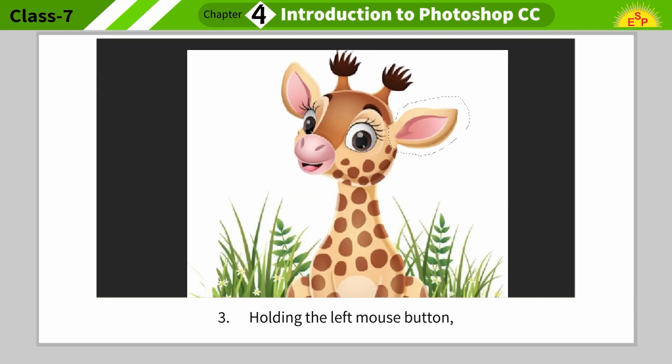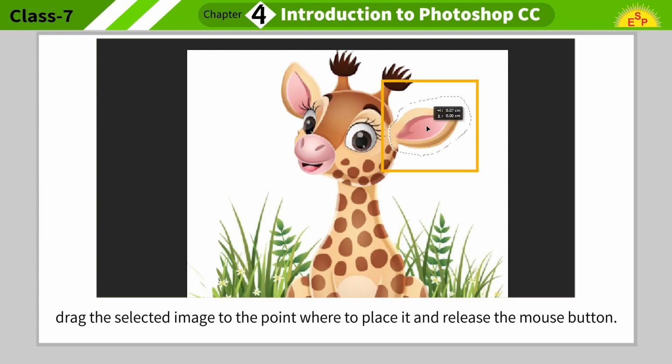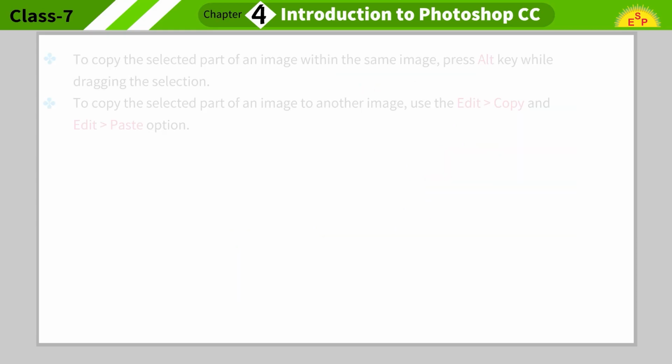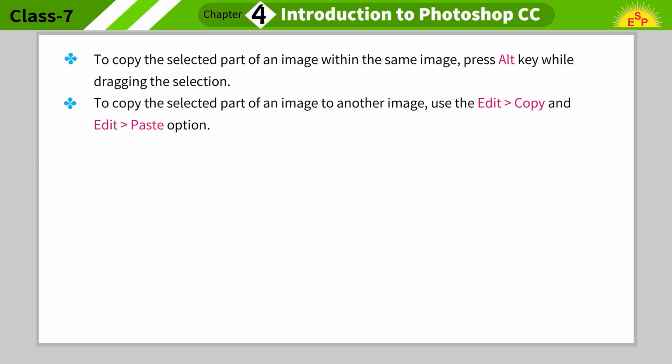Step 3. Holding the left mouse button, drag the selected image to the point where to place it and release the mouse button. To copy the selected part of an image within the same image, press Alt key while dragging the selection. To copy the selected part of an image to another image, use the Edit, Copy and Edit, Paste option.